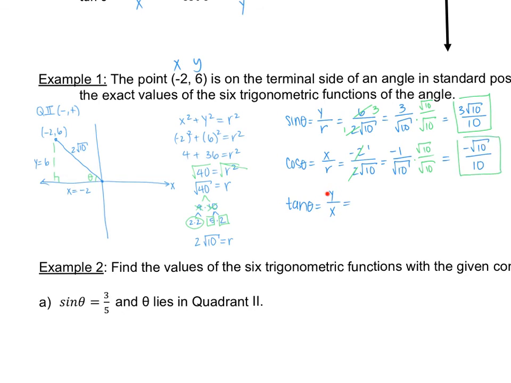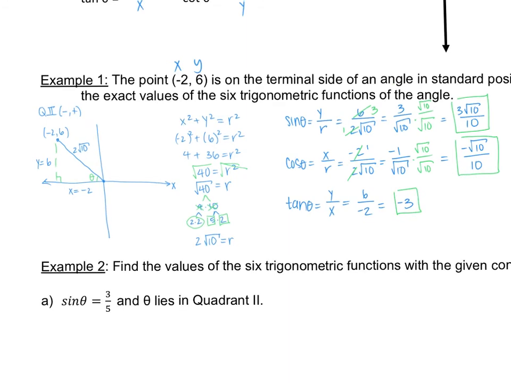And then this part here, we have tangent, y over x, so that would be my y, 6, over -2, my x. But if I divide, that would just give me -3. 6 divided by -2 is -3. And there we go.